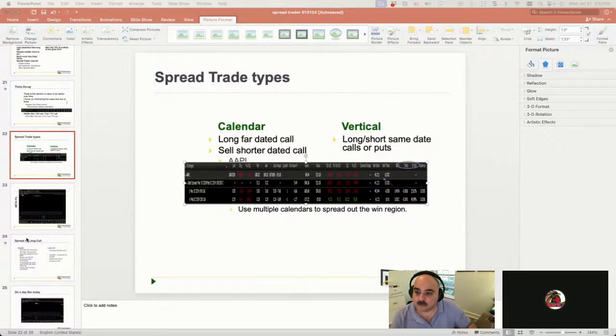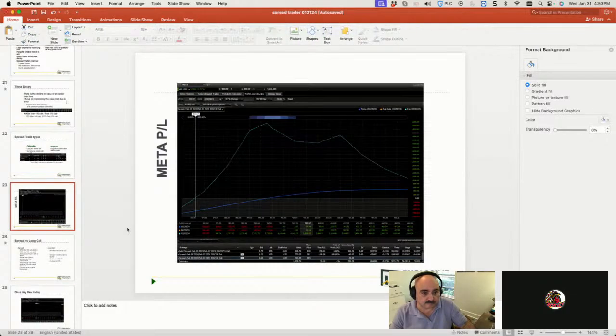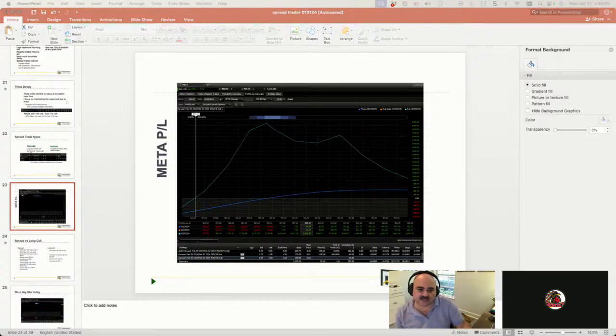Okay. So another one, this is a trade that's still going. Next slide, Bob. This one is Meta. Okay, so what I wanted to talk about here is I put on a spread in the Meta spread trader. I bought the 390 and sold the 397 call against it.